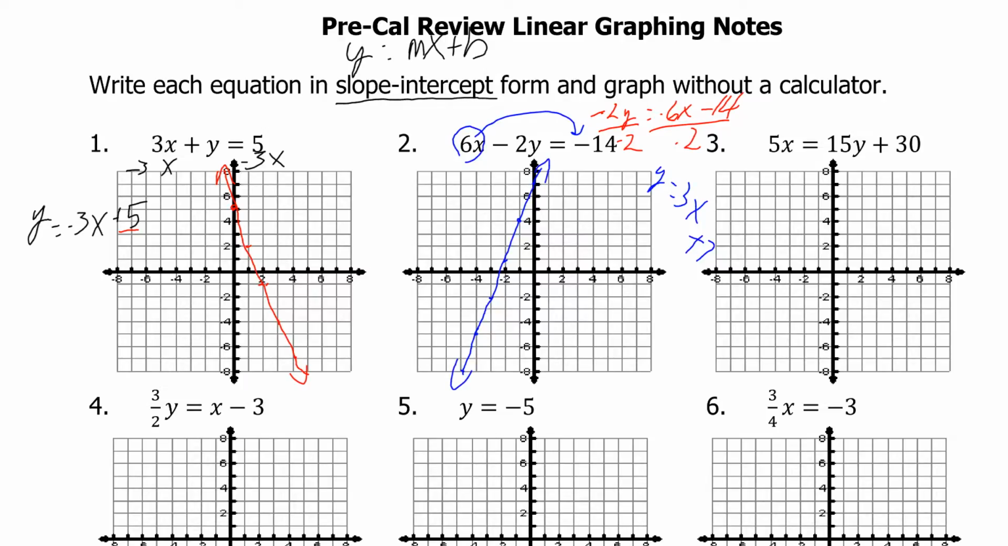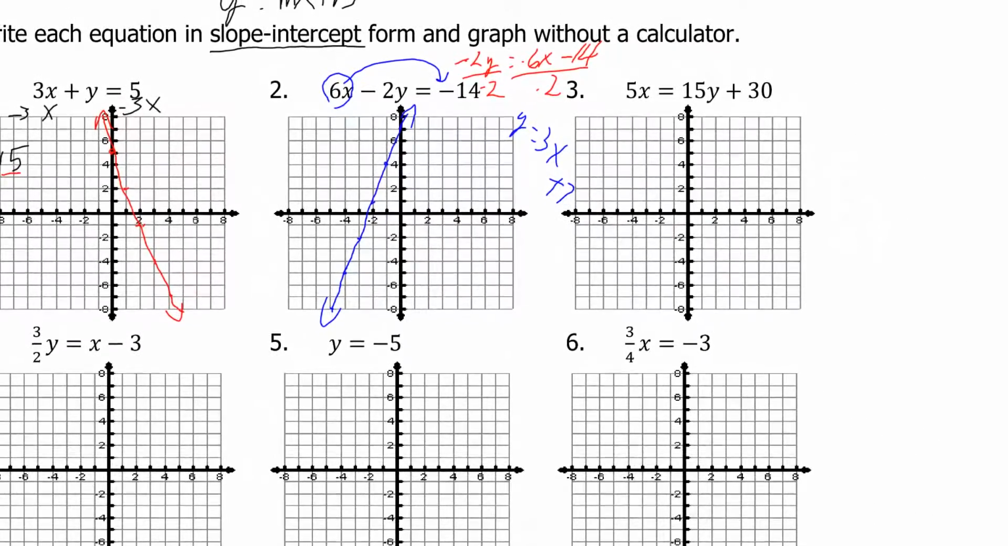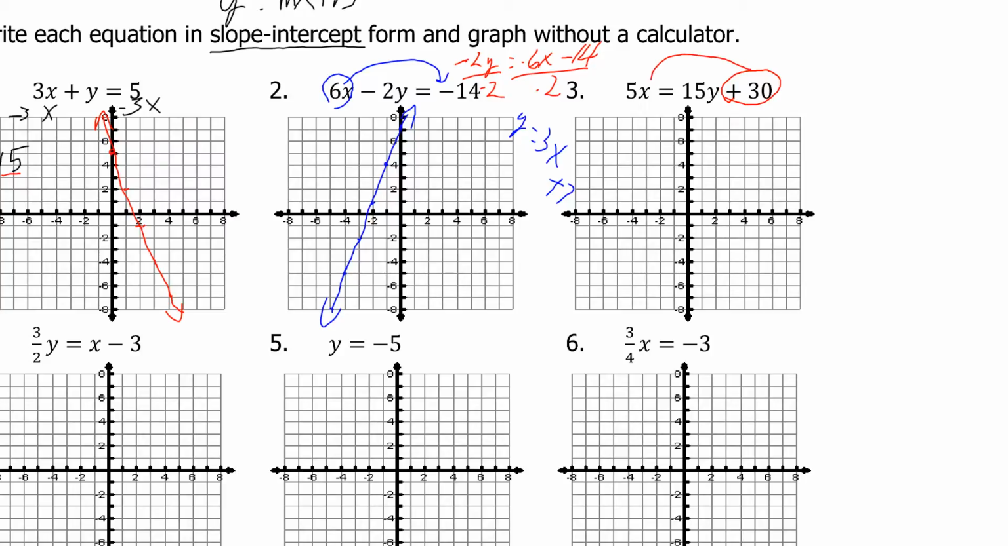Next question. We've got 5x equals 15y plus 30. The easiest thing to do is get this plus 30 out of the way and over to the other side, away from the y. When we do that, we wind up with 5x minus 30 equals 15y. We divide each side by 15, and that's going to be 1/3 x minus 2 equals y.